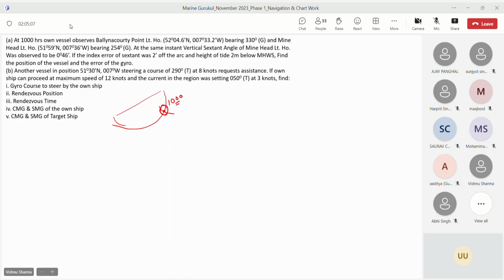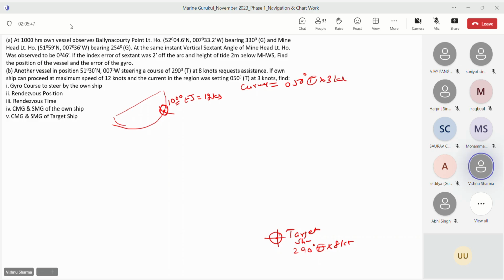Yes, sir. The own ship, the target ship is somewhere here, relatively somewhere here is the target ship on the chart by intersection of lat and long. The target ship is steering 290 degrees true at 8 knots. Engine speed of the own ship, maximum engine speed is 12 knots. Current is given as 050 degrees true at 3 knots.